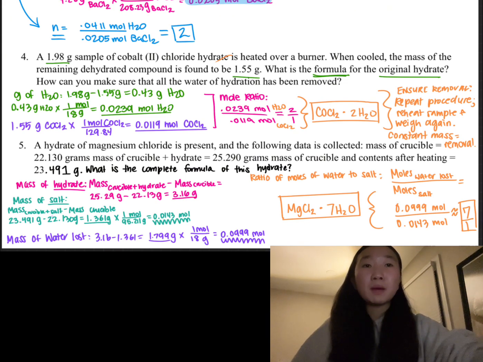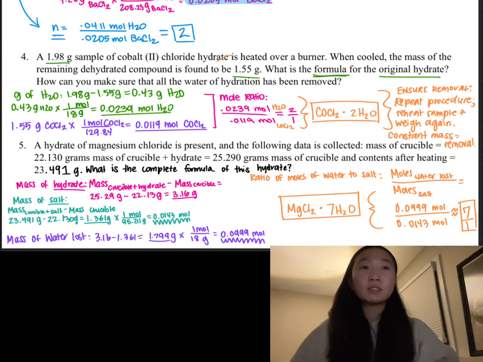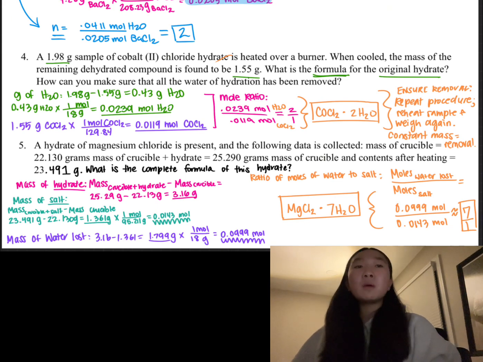Then, in order to get the mass of water lost, we subtract the mass of the salt from the mass of the hydrate, which is 3.16 minus 1.361, giving us 1.799 grams. Then I converted this to moles by multiplying it by 1 mole over 18 grams of H2O, giving us 0.0999 moles. Then, in order to get the ratio of the moles of water to salt, we divide 0.099 moles of water lost over 0.0143 moles of salt, giving us a ratio of 7 to 1. And so the final formula would be MgCl2 by 7H2O.